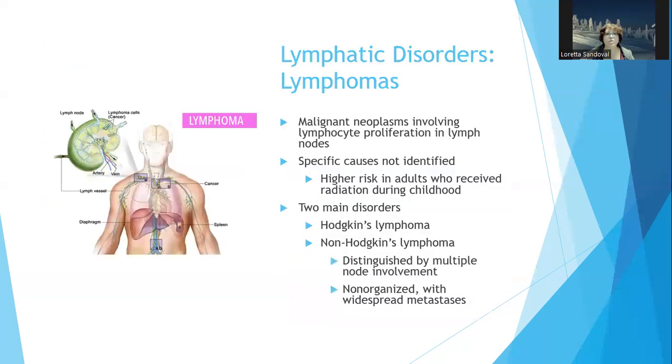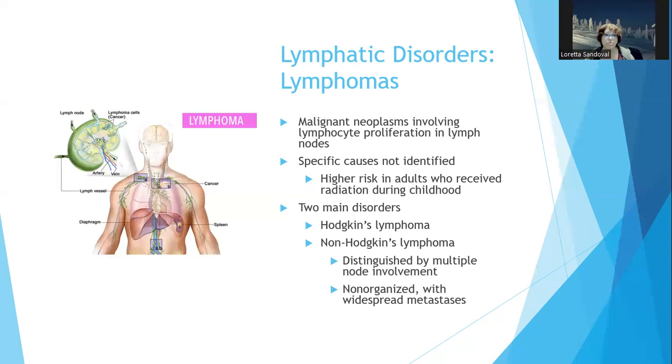So in terms of disorders, lymphomas, there are, again, like every chapter in this quarter, we're not going to talk about every disorder that is in the book. We're just going to talk about a few of them. But lymphomas are malignant neoplasms involving lymphocyte proliferation in lymph nodes. So the cellular presentation of a lymphoma is a proliferation of lymphocytes. Okay, so it's going to be T or B lymphocytes. The specific cause is not identified. There is a higher risk in adults who received radiation during childhood, for whatever reason.